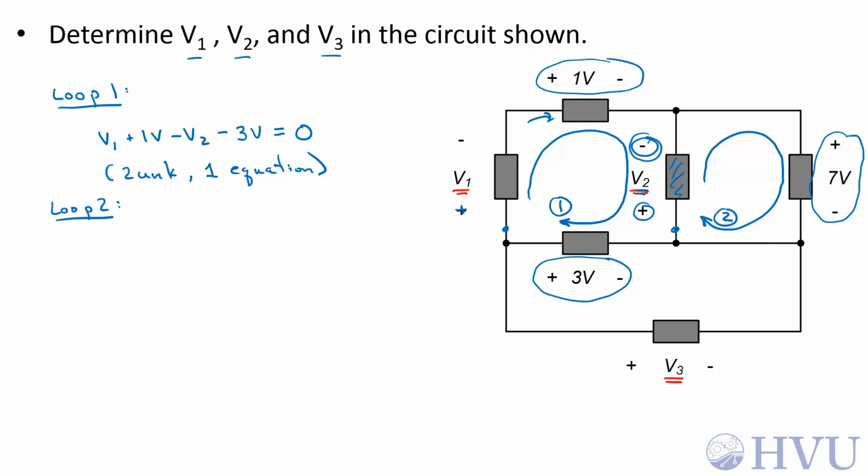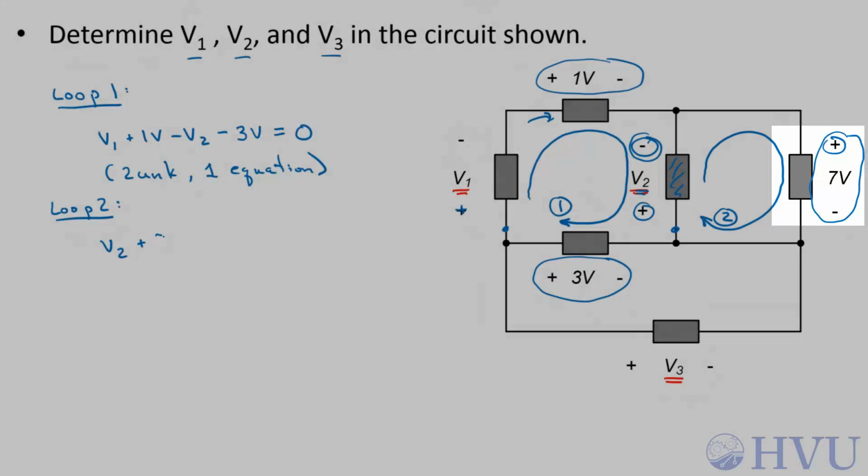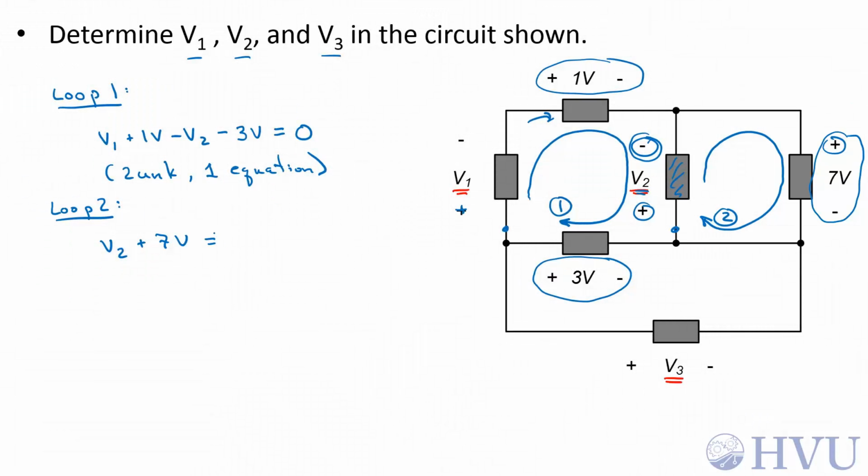So I see the positive terminal on V2, so that's a positive term, and a positive terminal on the 7 volt difference, so that's plus 7 volts. This one I can solve for V2, so V2 is equal to negative 7 volts. That takes care of 2 of my problems.